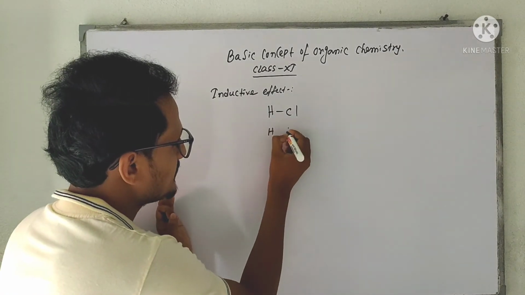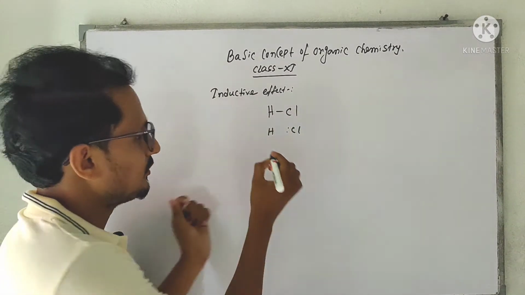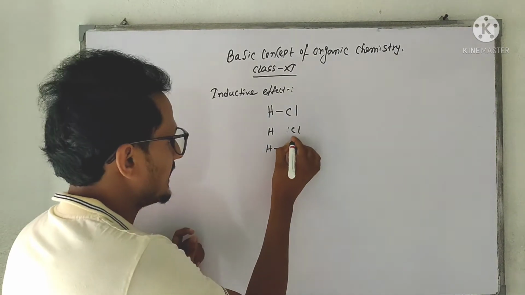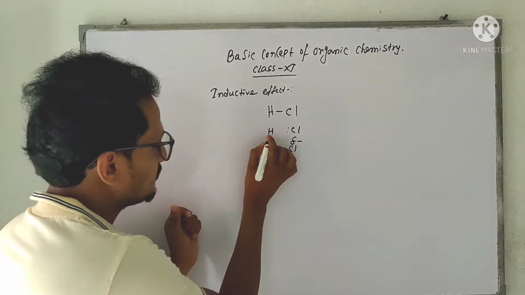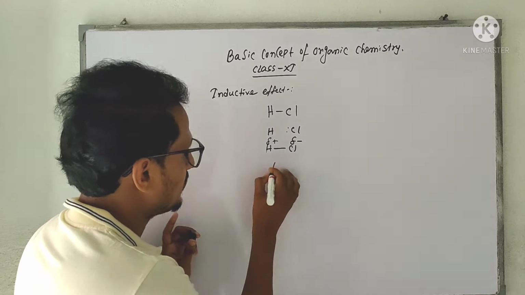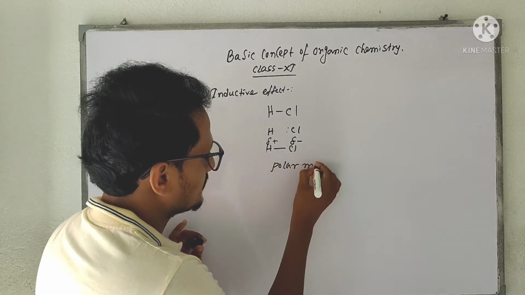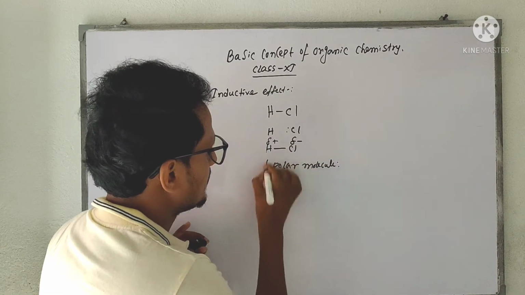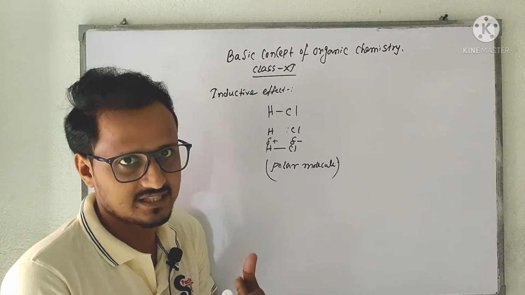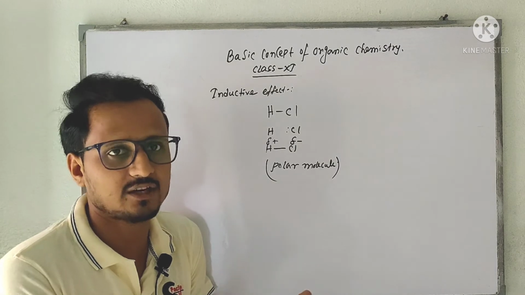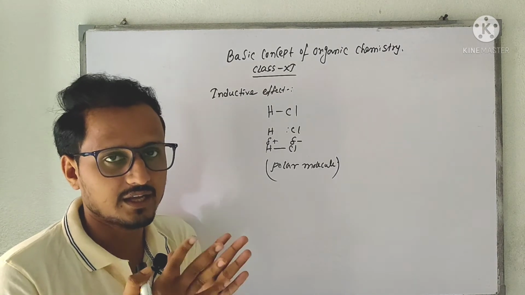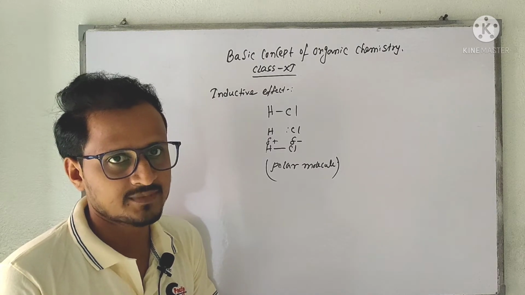So this can be represented like this. We can say that chlorine will get a partial negative charge, delta minus, and hydrogen will get a partial positive charge, and it makes this molecule polar. So it is a polar molecule. Now inductive effect is an effect where the electron density moves towards a particular atom within a molecule by virtue of the effect, which is called inductive effect.